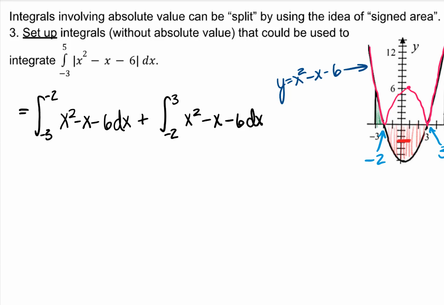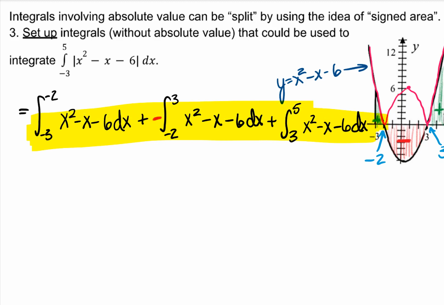But since I'm using the absolute value version, I need this negative area to become positive area. So I want to change the signs for this in-between integral. The rest of the area follows the non-absolute value version of the parabola, straightforward as positive area. And there we have our integral setup.